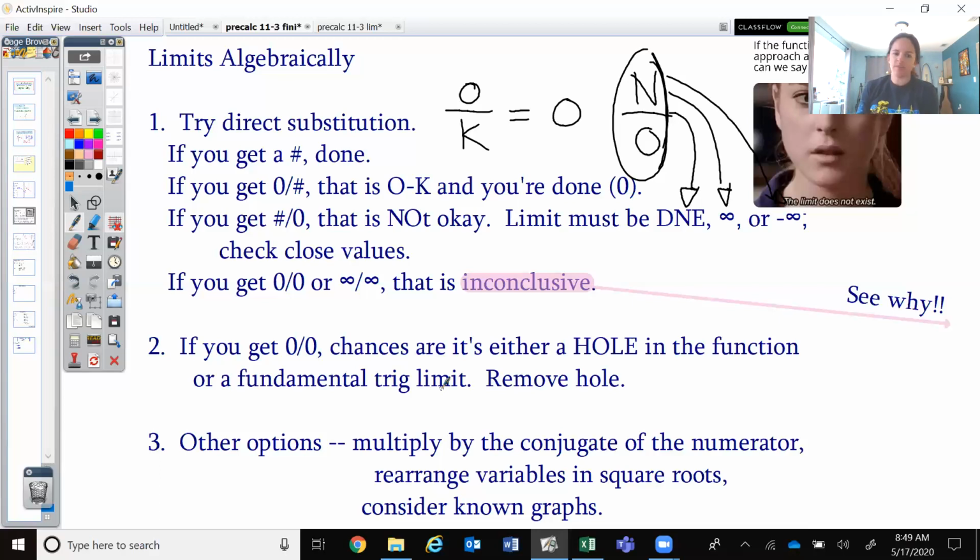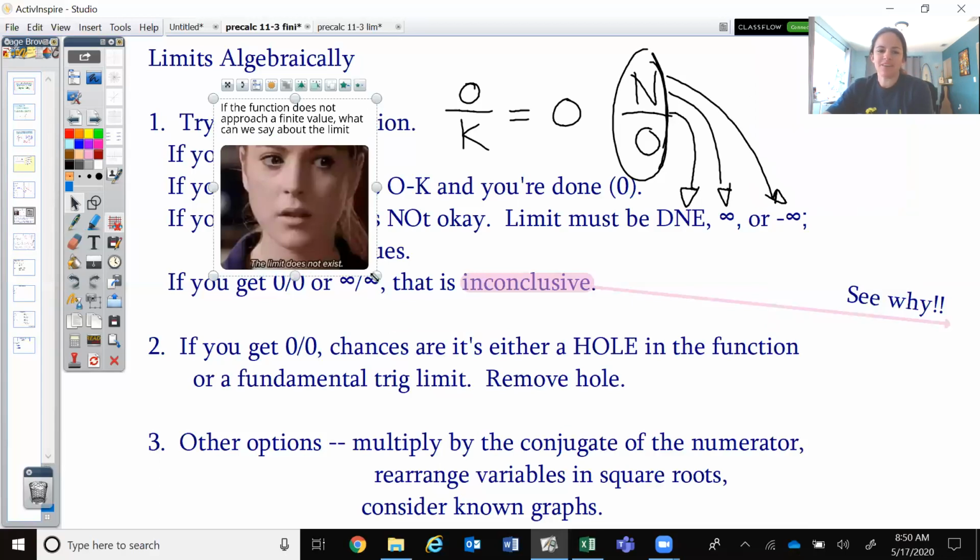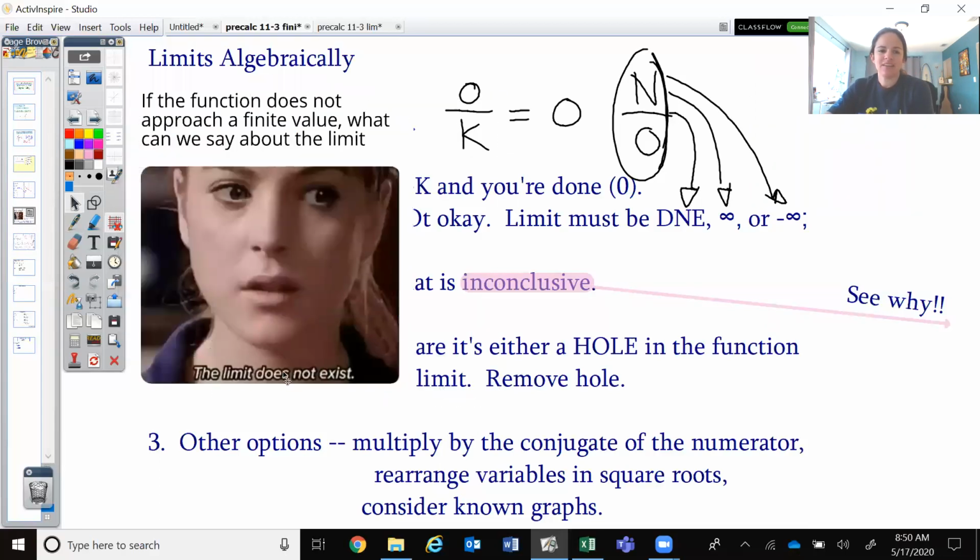Step 3, which is other options, I don't think that you have any of those in this lesson, but you will see them next year, are some other things that you can do to try to evaluate limits. And for those of you that are Mean Girls fans, if the function does not approach a finite value, what can we say about the limit? The limit does not exist, right? And that's what we were just talking about here.